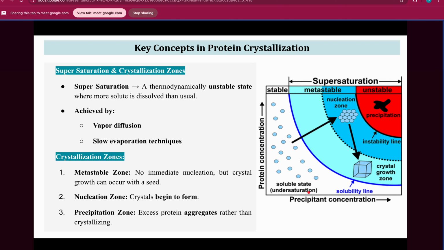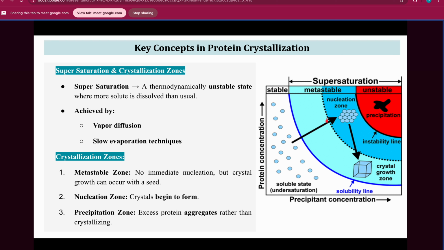So this is known as the stable zone or undersaturation zone. Our aim is to enter into this supersaturation zone, where the solute is slightly higher than the usual solute required for saturation. That's why it is known as supersaturation. It is achieved by vapor diffusion or the slow evaporation technique. There are different techniques which are used to enter into the supersaturation level.